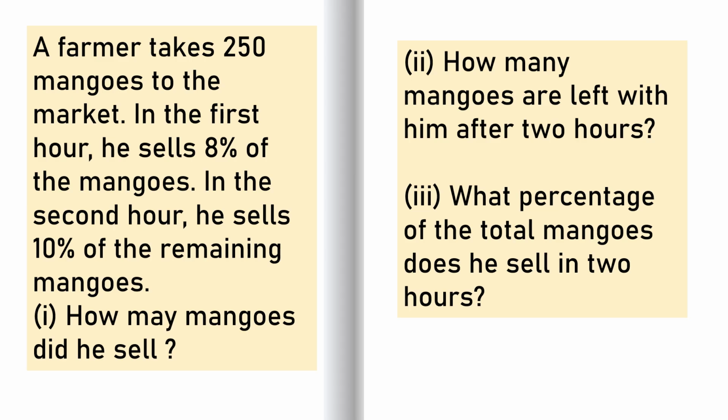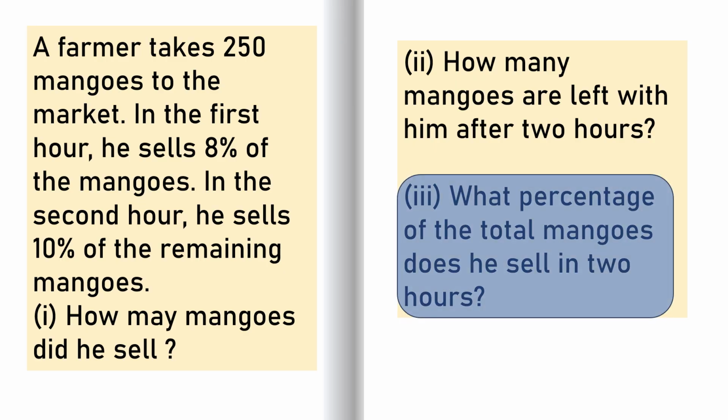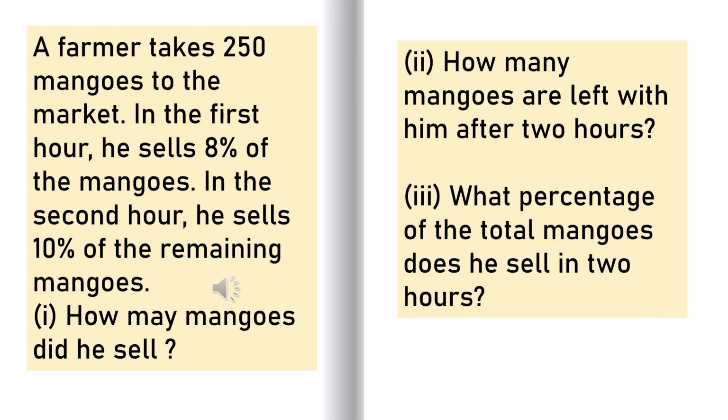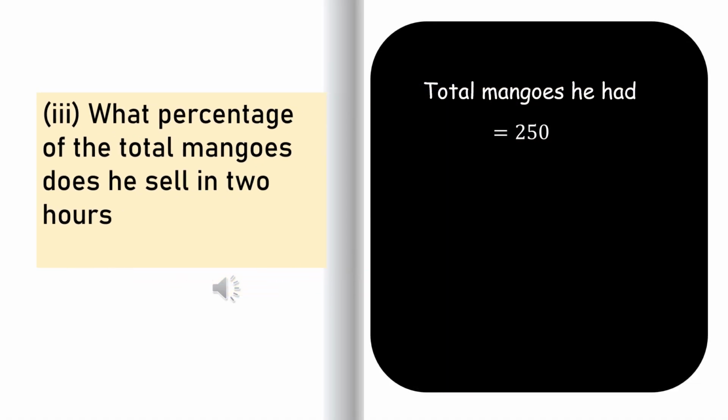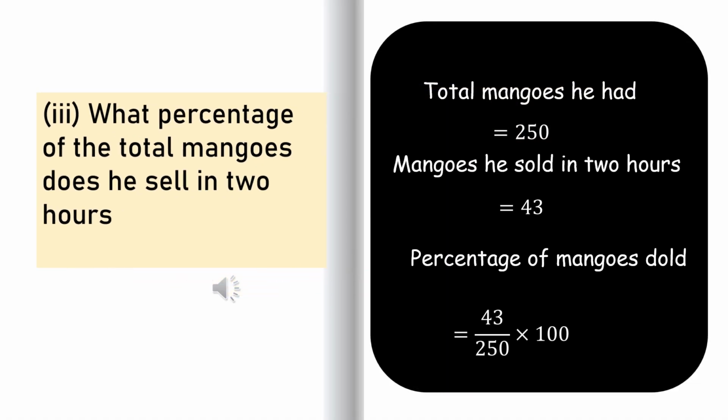Now, let's move on to the third and final part of the question: what percentage of the total mangoes did he sell in 2 hours? Remember, the question asks for the percentage sold, not left. He had a total of 250 mangoes and sold 43. So, using the percentage formula, 43 over 250 times 100, you get 17.2%. That's your answer.